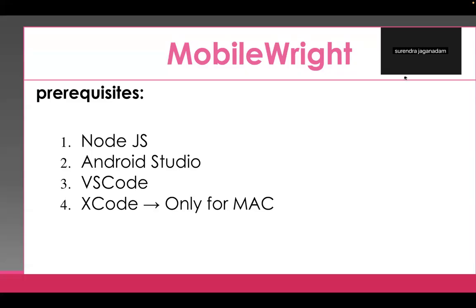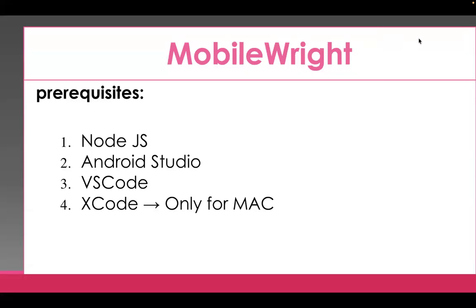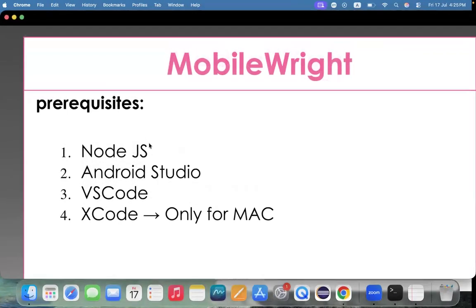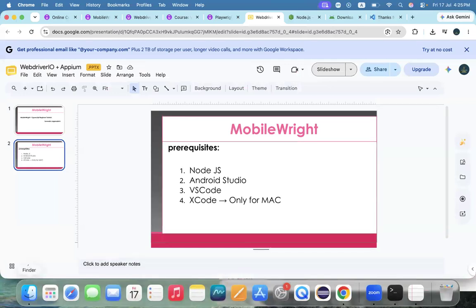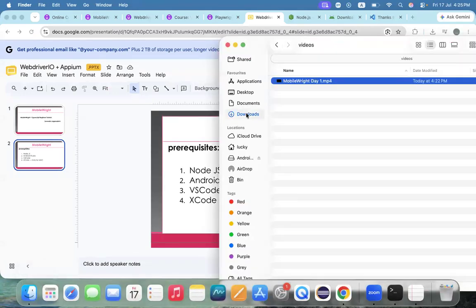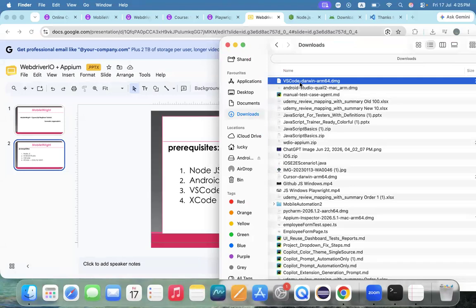Hey, welcome back. So, guys, as part of the previous session, we have seen how exactly we can download Node.js and Android Studio and install them. And also, we have downloaded Visual Studio Code. You will be finding the Visual Studio Code in your downloads. As it is a Mac machine, it just downloaded a DMG file.